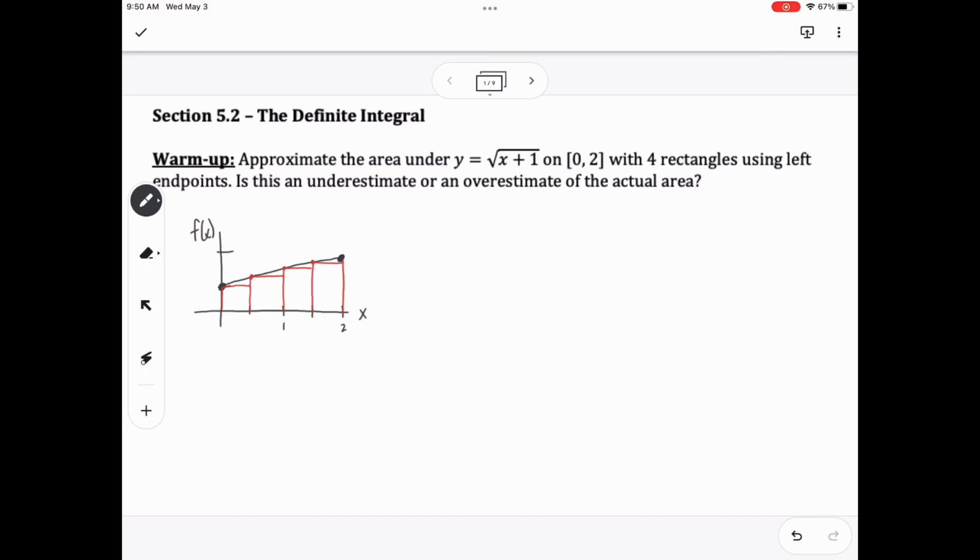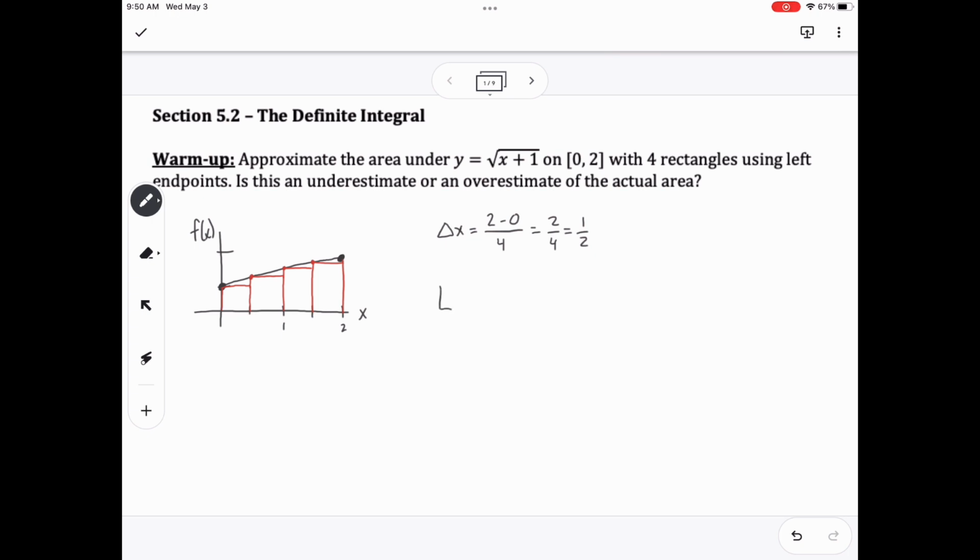Today's lesson is over section 5.2, the definite integral. So here for our warm-up problem, we're supposed to approximate the area under y equals the square root of x plus 1 from 0 to 2 with 4 rectangles, using the left endpoints, and we want to decide whether that's an underestimate or an overestimate.